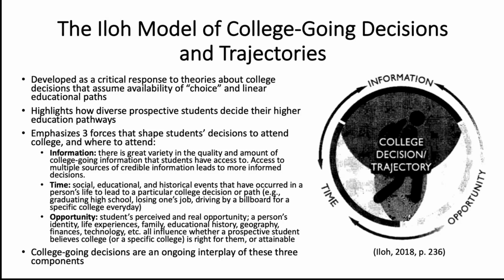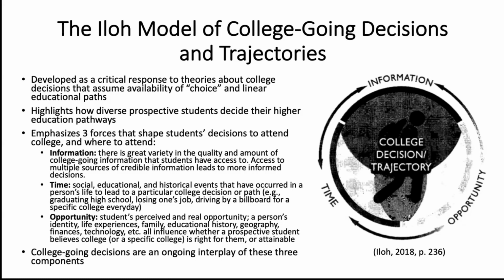So information, there is great variety in the quality and amount of information about colleges that students have access to. And access to multiple sources of credible information tends to lead to more informed decisions. So when students are making the decision to attend college, they may have a wide spectrum of information about what college is and about specific colleges in general.